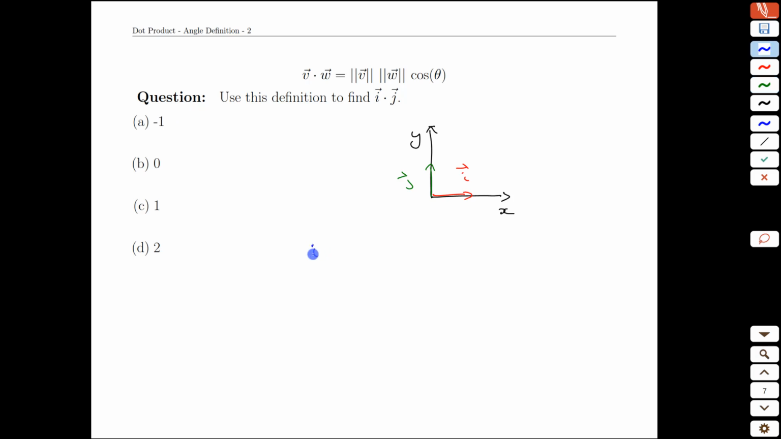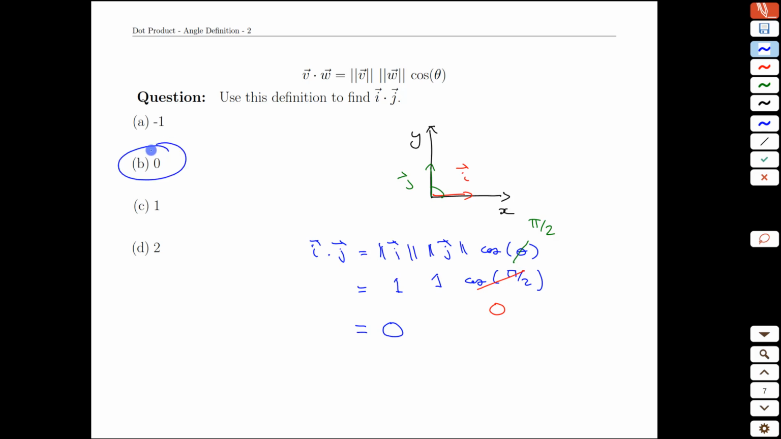All right, so the same basic process. We take i dotted with j. That's going to be equal to the length of i times the length of j times the cos of the angle between them. In this particular case, the angle is going to be, in radians, pi over 2. All of these vectors are unit vectors, so we have length 1. And then we have cos of pi over 2, but cos of pi over 2 is 0. So this dot product gives us a 0 value. Fair enough. That means B is the correct answer.